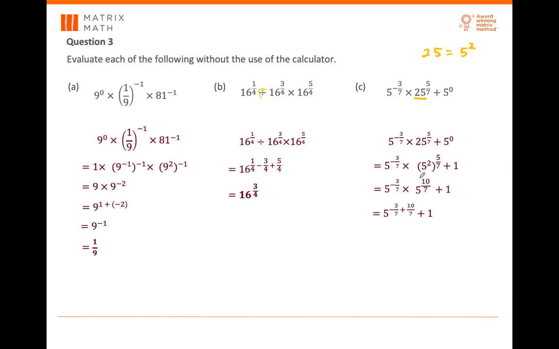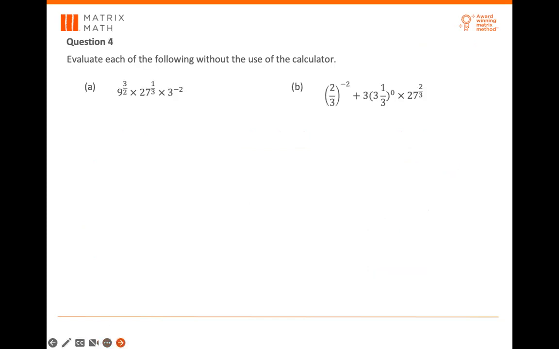So you combine the powers together, you add the powers together. So you will have 5 to the power of 7 over 7 plus 1. So do you see 7 over 7 is actually 1 whole? So it will be 5 to the power of 1 plus 1, which is 6. So that's for question part C. Moving on to question 4 part A.